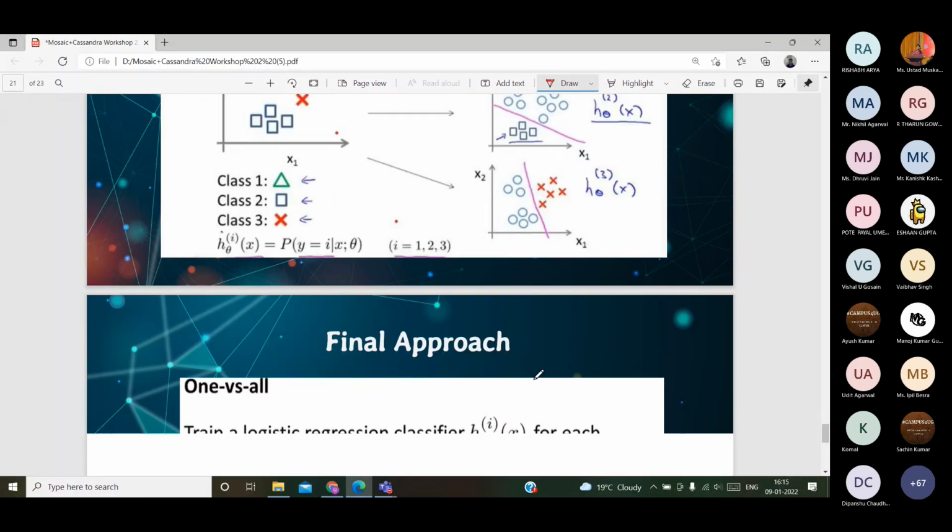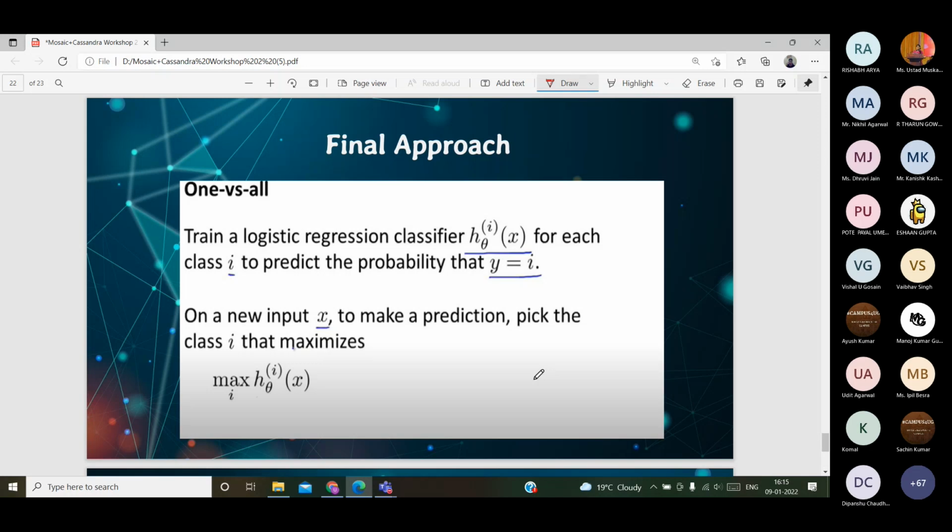What is our final approach? Let us say we are given a new input x, and we want to know whether it is a triangle, square or cross. We'll run it through all three classifiers, and the one that predicts the maximum probability is our class. Let us say for square it gives 0.95. So yes, it is our class. We'll assume the label will be square, the output will be square. In this way we deal with multi-class classification, the one versus all approach.